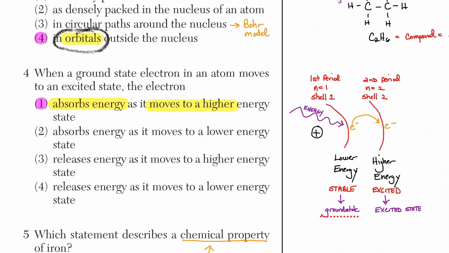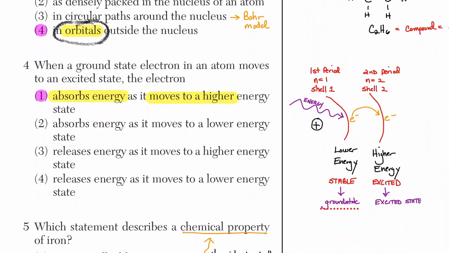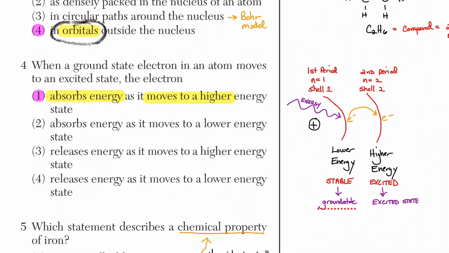When a ground state electron, whoa, what's ground state? Look at my drawing over here. Ground state means like you're grounded, you're close to home, you can't do anything. You're close to what? You're close to the nucleus. That means you're being attracted really, really strongly by those positives. You can't move much, you have lower energy. Therefore, you're very, what? Stable.